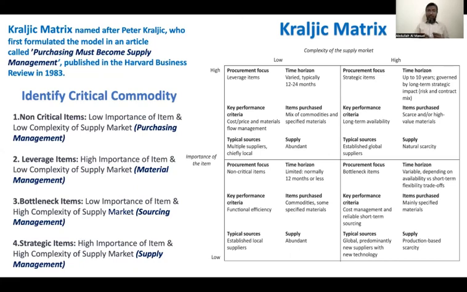And the last one is the strategic item, where the importance of the item is very high and the complexity of the supply market, or the risk of supply, is very high as well. So here we do supply management. So that was all for the Kraljic matrix at a glance.